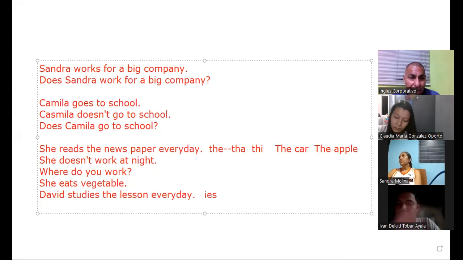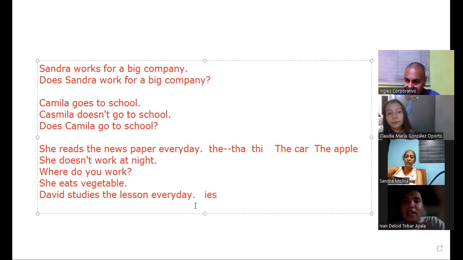David study the lesson every day. No. Esta que no la tenía bien, que te ayudamos con esta, léemela, por favor. Ok. David study the lesson every day. Studies. David studies the lesson every day.